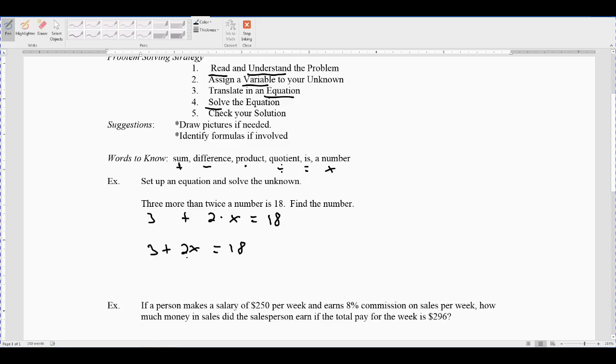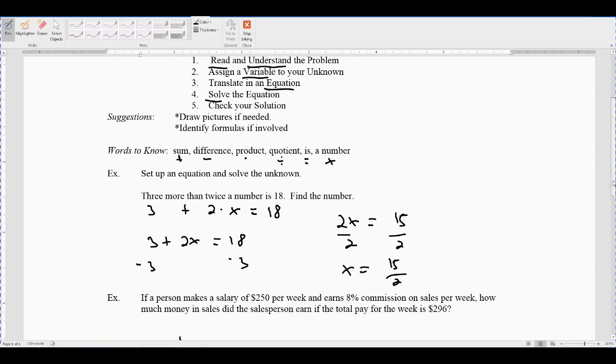So now we're going to solve for x. Subtract 3 from both sides to isolate the x term. Divide by 2 to get the x by itself. And we're done with that one.